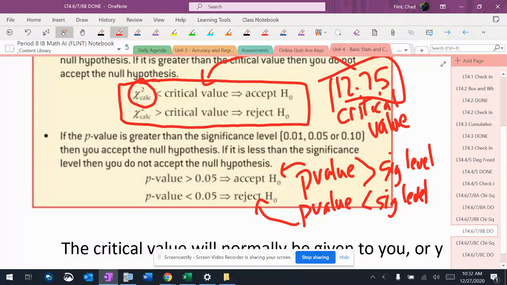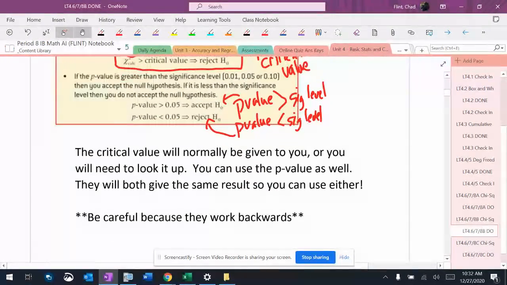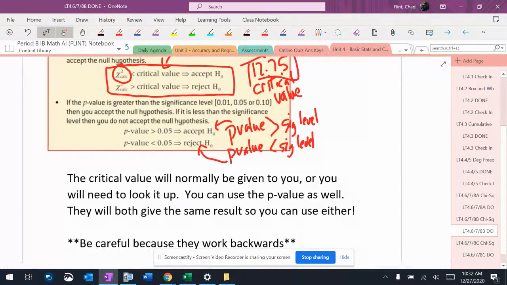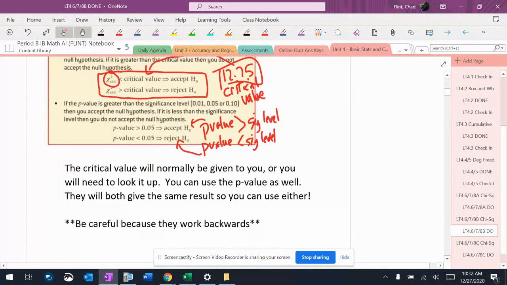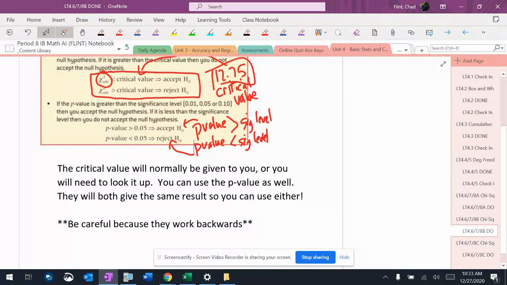Because the significance level is not always going to be 0.05. You are going to get different significance levels, and it will say that in the problem. It is going to give it to you as a percent, so you'll have to turn it into a decimal. The problem with these is they're backwards. If the chi-squared value is under, you accept. If the p-value is over, you accept. That's where it makes it a little more difficult, because they don't work the same way.